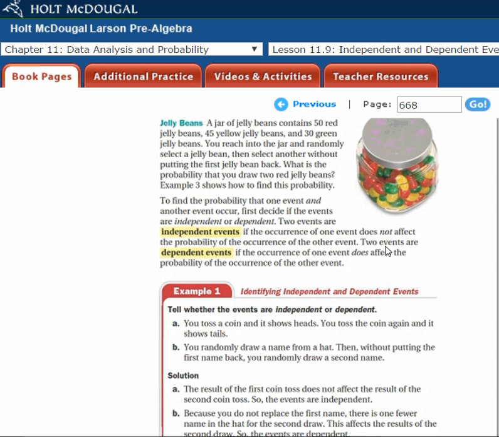On the other side, if you have two events that are dependent, it means that the one event does affect the probability of the occurrence of the other event. So for example, if you look down here, it says you randomly draw a name from a hat. Then without putting the first name back, you randomly draw a second name. That would be dependent because once you have taken one name out of the hat, the pool of names that you are pulling from is different from the first time because you have one less.